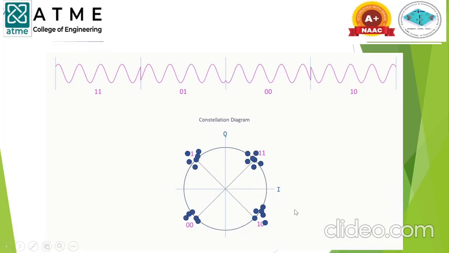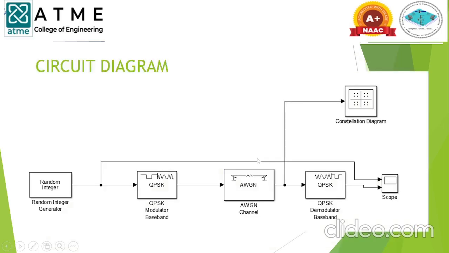So this is the constellation diagram we will get after the AWGN channel introduces noise. So this is due to noise. And this is a diagram for QPSK. We have a random integer generator, QPSK modulator, AWGN channel and QPSK demodulator. We'll be seeing the constellation diagram and also the waveform on the scope.